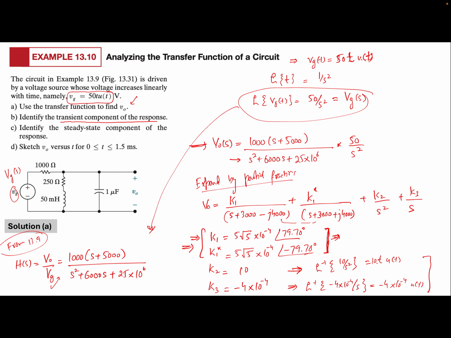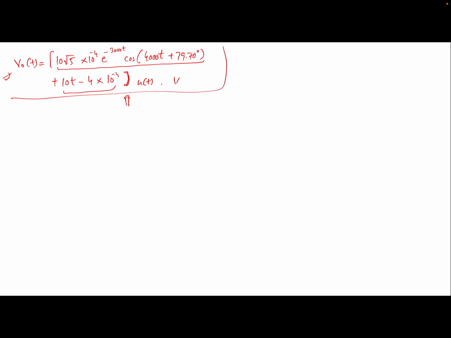Identify the transient component of the response. Solution B: in this V naught of t, which one is a transient component? I can see that 10t minus 4 times 10 to the minus 4 is not a transient component. It's just going to continue to increase with time, even linearly. It's a linear ramp. However, this entire first term, which is multiplied by the exponent e to the minus 3000 t, I know goes down to 0 at infinity. So my entire first part of this expression is the transient response.